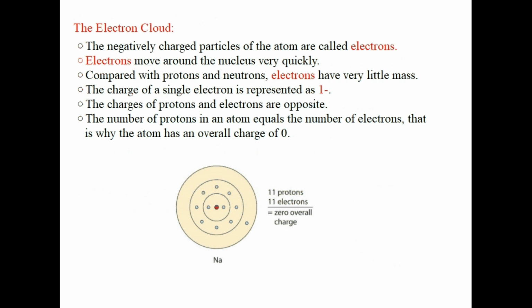So if we look at the picture, we have an atom of sodium. This atom has 11 protons. It means 11 positive charges. And also it has 11 electrons. It means 11 negative charges. So it has an overall charge of 0.